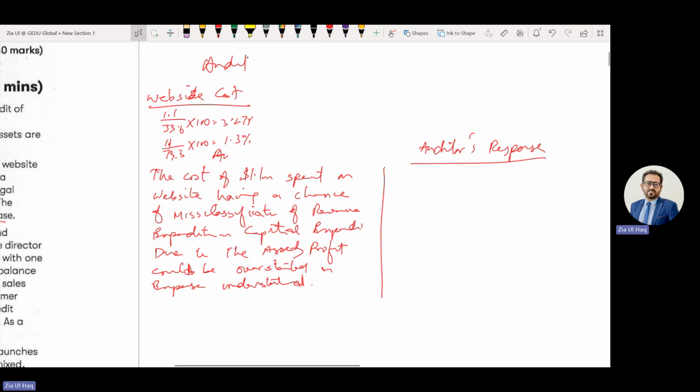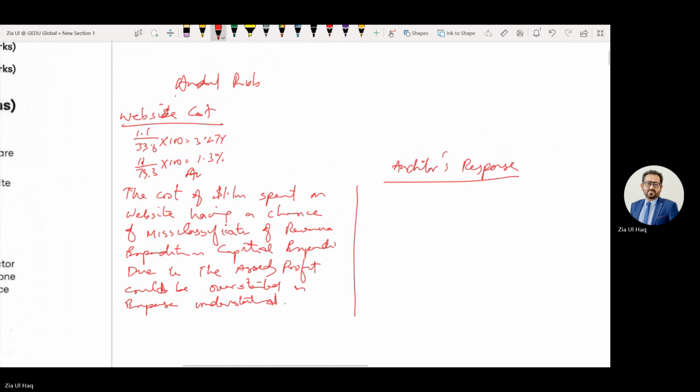How can we verify this? How can we ensure that revenue nature costs are charged to P&L and capital nature costs have been capitalized as an asset? We can review the invoices relating to expenditure, review invoices relating to website cost, to ensure revenue nature invoices have been charged as expense and only capital nature expenditure has been recorded as asset.